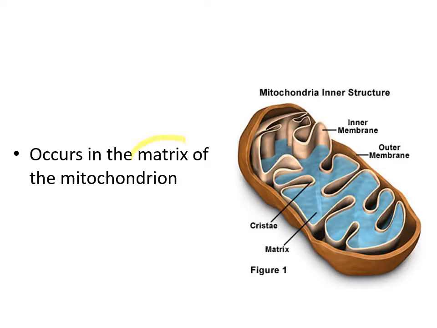So this occurs in the matrix of the mitochondria. This is the innermost part. Remember, the mitochondria has 2 cell membranes. Cell membrane is probably the wrong way to say it, but 2 phospholipid bilayers. It has an outer membrane, as shown here, and an inner membrane, as if it were made from a cell being engulfed by another cell, hence our endosymbiotic theory. But anyways, the inner part of this mitochondria, that is the matrix, is where pyruvate oxidation takes place.